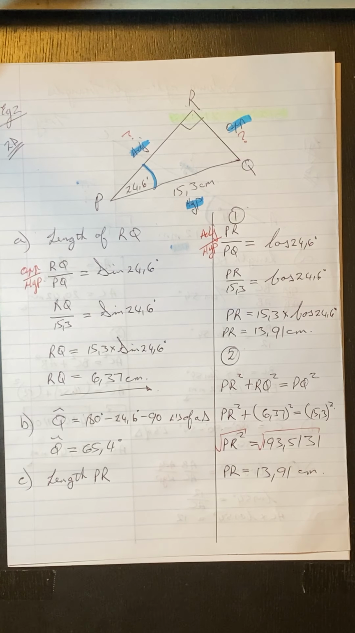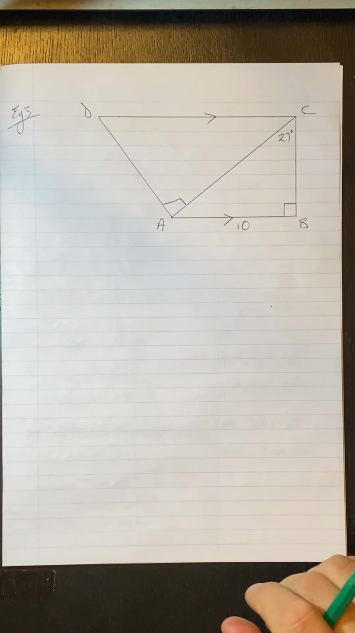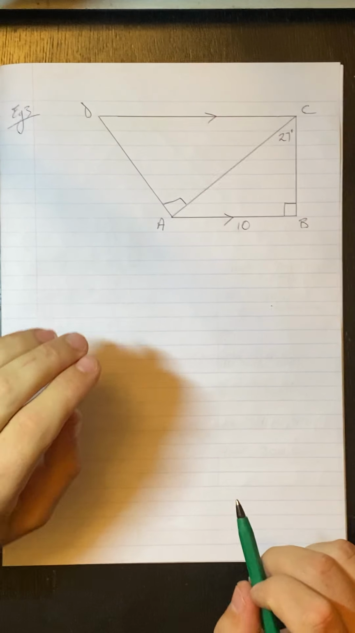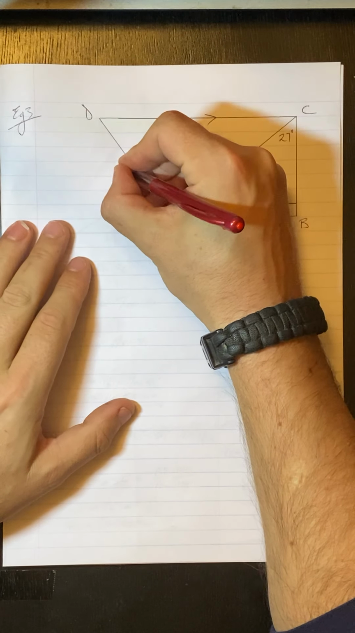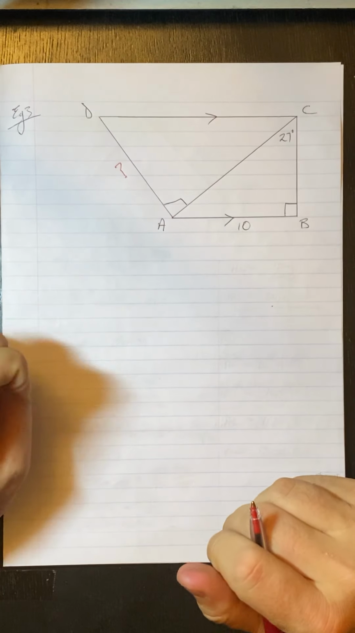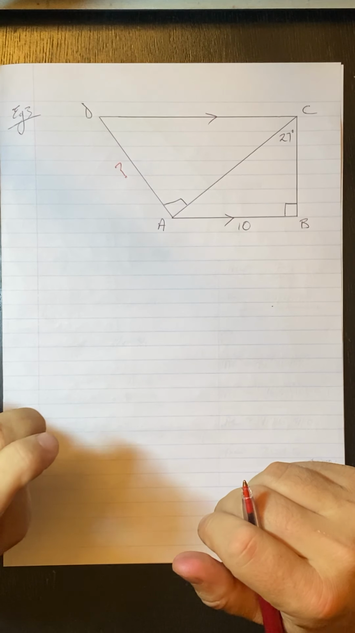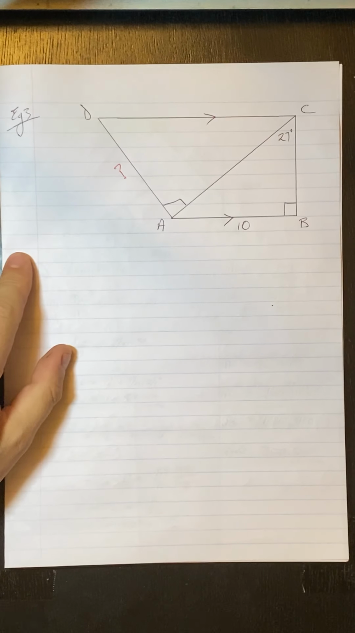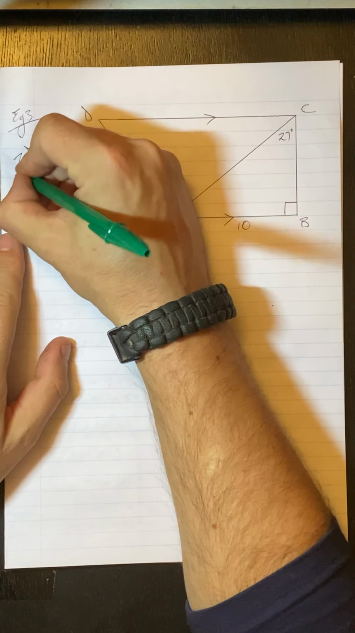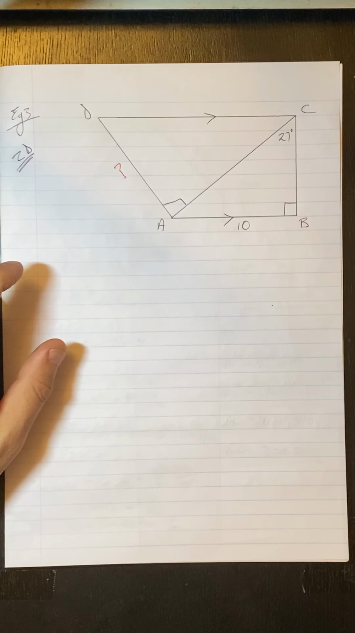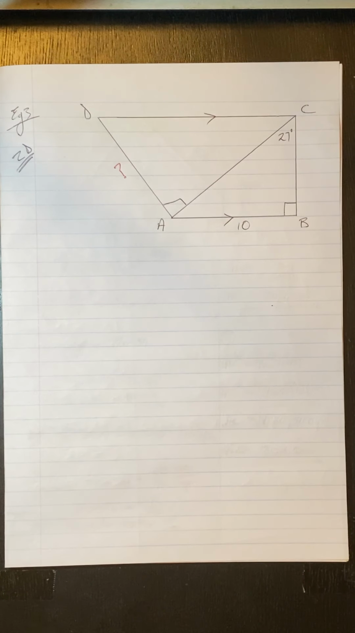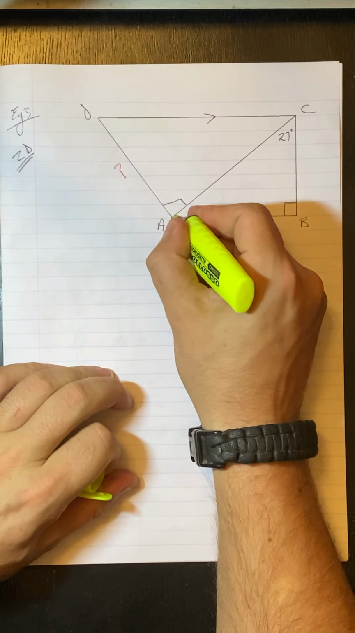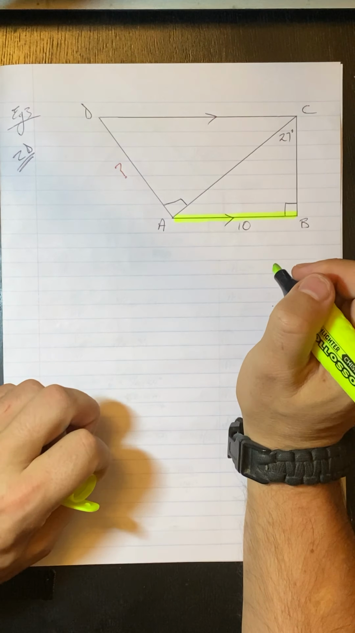Okay, last example, example 3. So they've given us this information. They've just told us that we need to determine AD, this side over here. They've also told us that we have to round off to 2 decimal places. And they've told us that AB is parallel to DC.